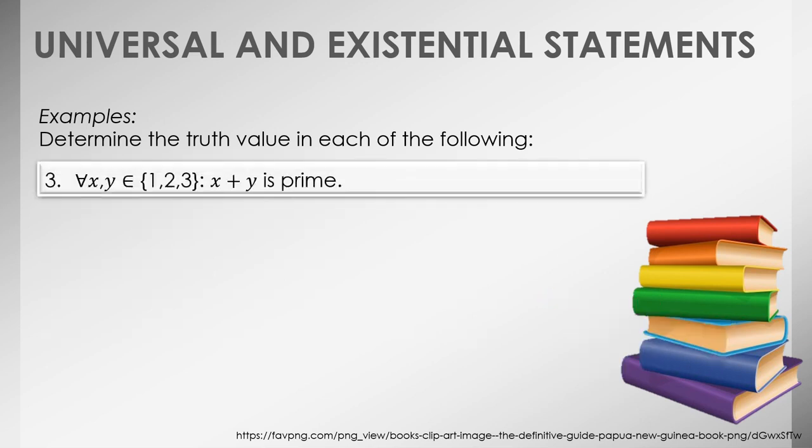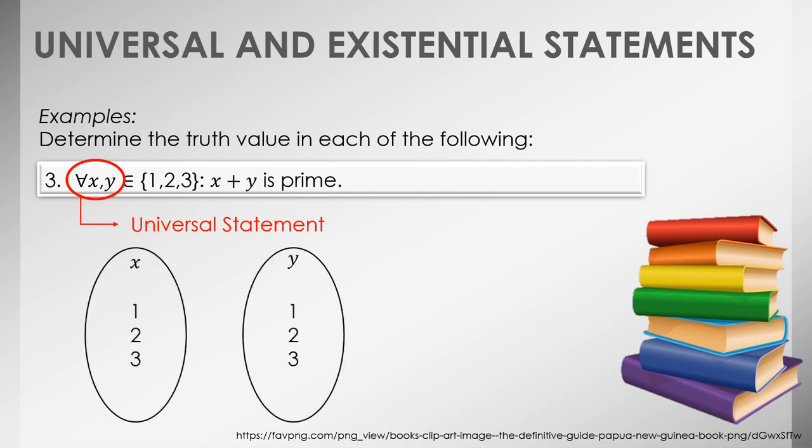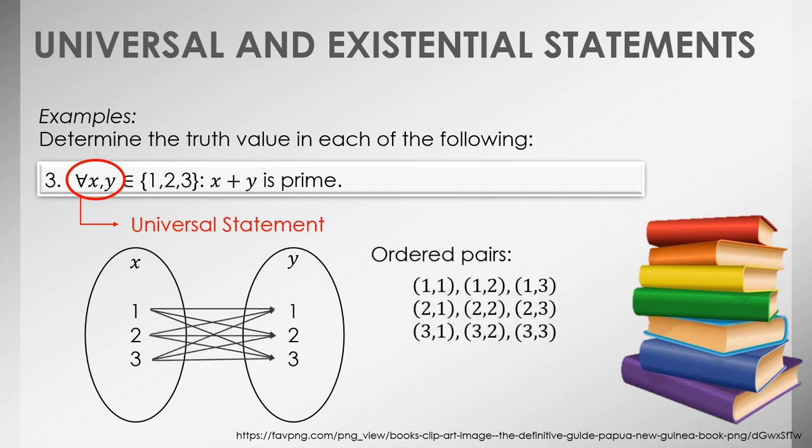Now, for the third one, we have this. This is again a universal statement because of the presence of this universal quantifier. This means that for this statement to be true, all values of x and y must satisfy the given statement. But before that, let us first determine the values of x and y. Since the involved variables are x and y, we must obtain all possible ordered pairs using the set of values given for x and y. And to do that, we make use of this mapping to clearly see the possible pairs for these variables. Pairing each value of x to every value of y starting with 1, then 2, and 3, we have come up with these ordered pairs.